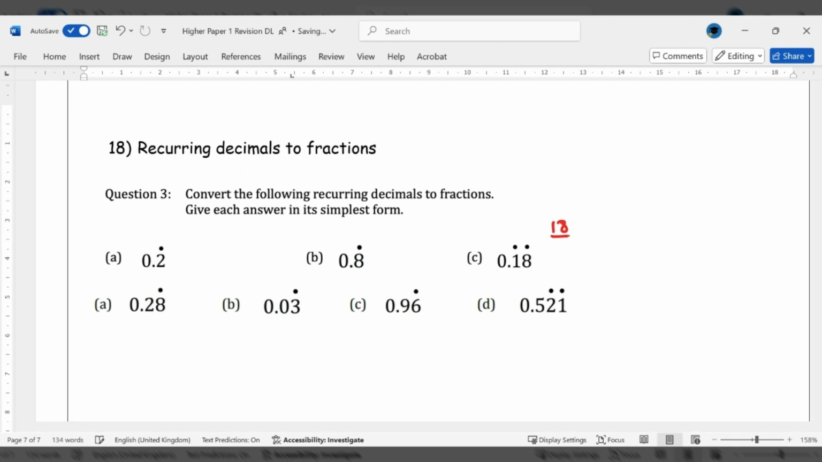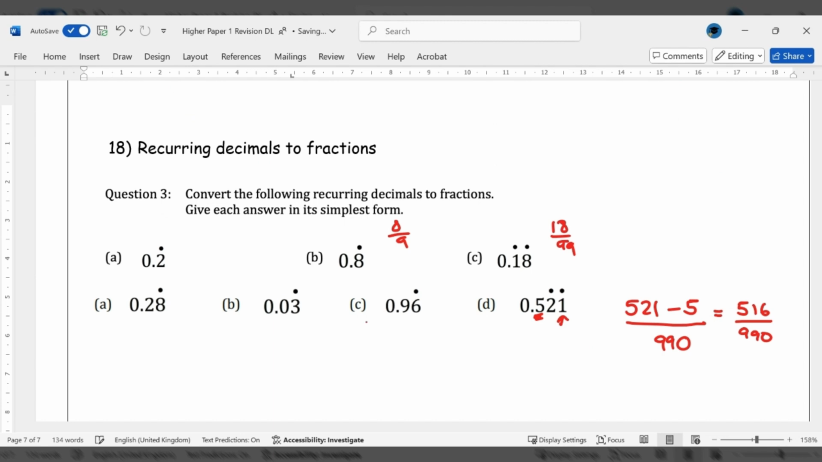Don't worry about the top row. 18 over 99. You know, if everything's recurring, it's just over 9. However, here, 521. Take away the digit that isn't recurring over a 9 for that because it's recurring, a 9 for the 2 because it's recurring, and a 0 for the 5 because it's not recurring. So you end up with 516 over 990.